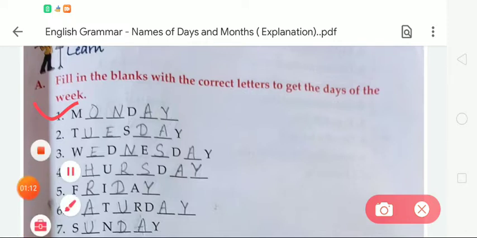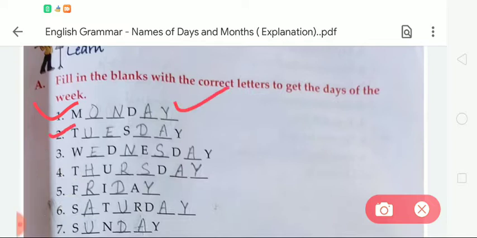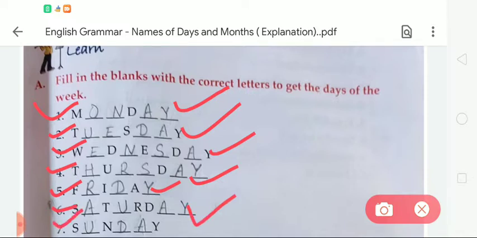So there is MONDAY, so it will be Monday. The next day is Tuesday, TUESDAY, Tuesday. Wednesday, WEDNESDAY, Wednesday. Fourth is Thursday, THURSDAY, Thursday. Fifth is Friday, FRIDAY, Friday. Sixth is Saturday, SATURDAY, Saturday. Seventh is Sunday, SUNDAY, Sunday. Okay, so like this we have to complete the days of the week.